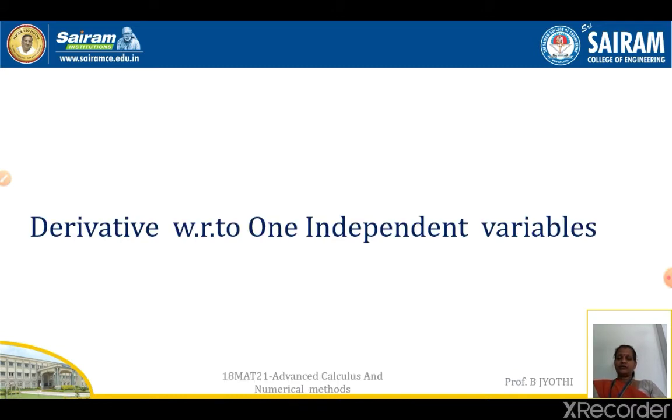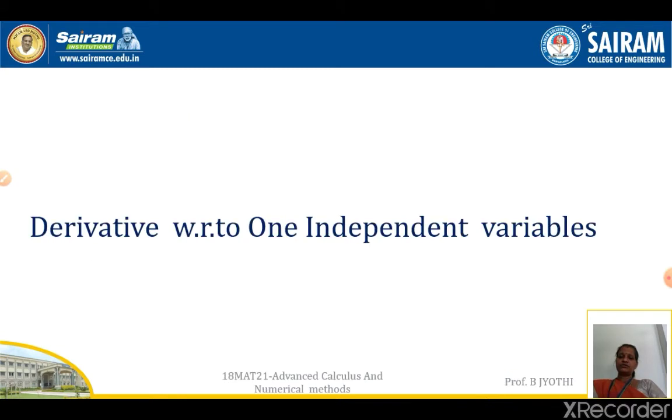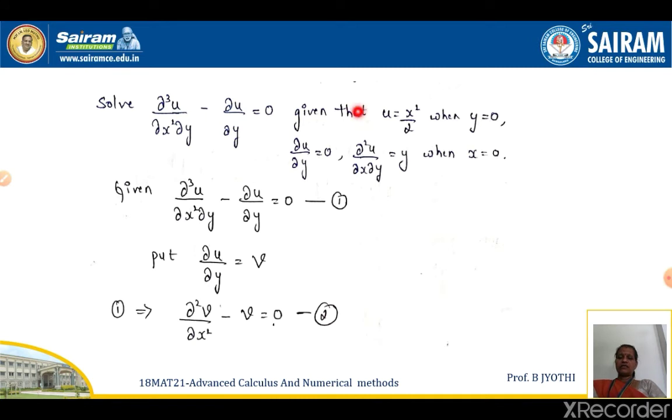Next, one more problem let us do, that is derivative with respect to one independent variable. With respect to one independent variable means we have to convert it in terms of only one independent variable by suitable substitution. Solve this: ∂³u/∂x²∂y minus ∂u/∂y is equal to 0. Given that u is x² by 2 when y is 0, and ∂u/∂y is 0 and ∂²u/∂x∂y is y when x is equal to 0. This is the given condition.